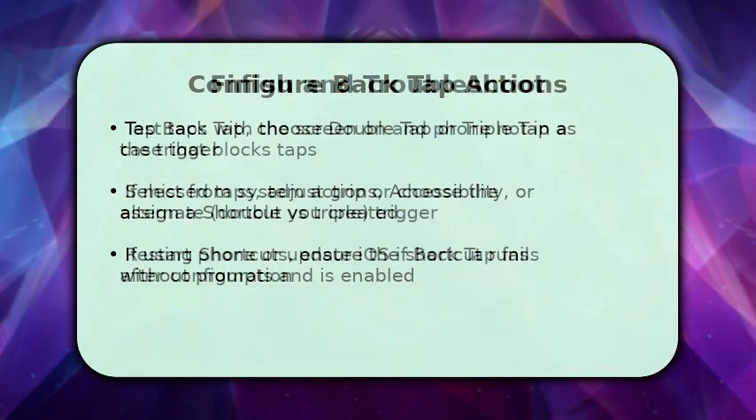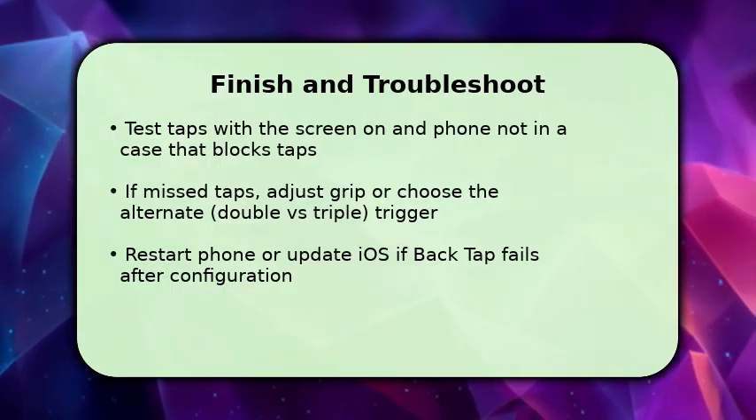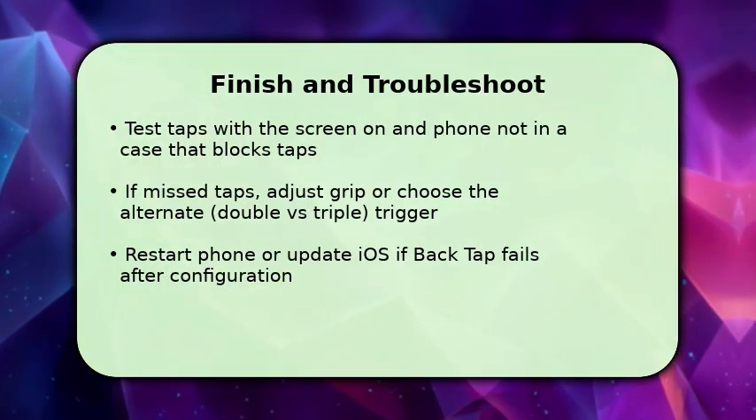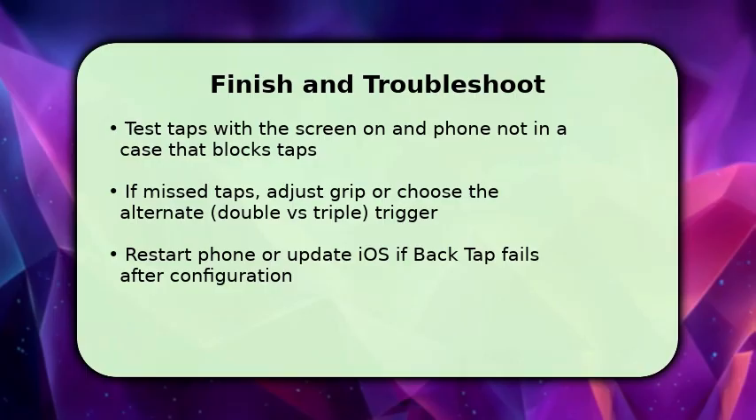Finish by testing. Tap the back with a confident mid-pad finger motion while the screen is on. You'll feel the feedback through the action. If it misses, try the other gesture or change how you hold the phone; cases and grip affect detection.